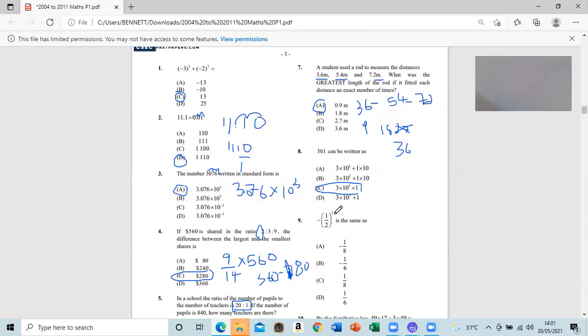Negative bracket 2 cubed is the same as... C. Guys, if it's an odd number, you get negative, all right? Sir, A.